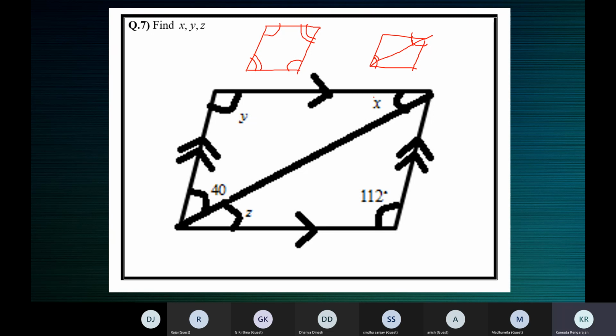Good, Danya. Yes, whoever wants to continue. Somebody was talking now. I think that was Madhumita. Yes, ma'am. Yeah, tell.